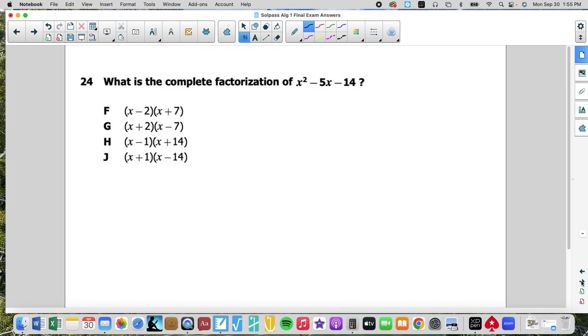What is the complete factorization of that? So I know that I'm going to factor. I know how to do factors of 14 when subtracted equal 5. Well, that's x minus 7, x plus 2. I can do that in my head. And I know that the correct answer is going to be G. That took me less than 10 seconds. I'm so familiar with this material that I can just do a lot of the work mentally. You have to get to that level, and that comes with practice.